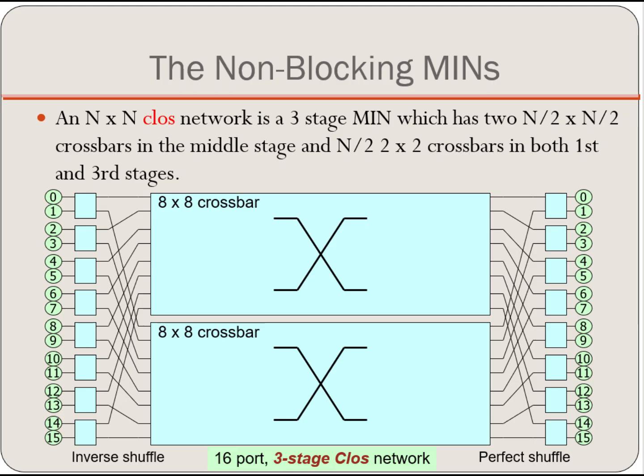So these are two big crossbars. It depends on the number n. For example, if n is 16, then this one is 8 by 8, half of n by half of n, and we have two of these. And this is an inverse shuffle from the first stage to the second stage. So the second stage has two big crossbars. And then the third stage is a perfect shuffle going out. Something like this.